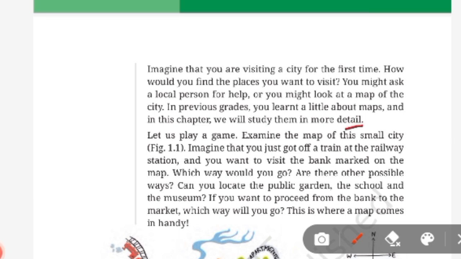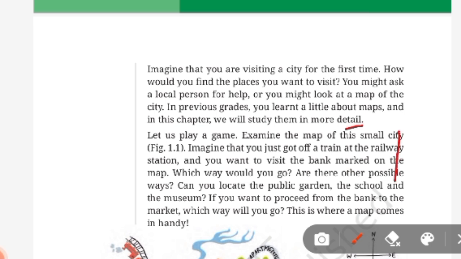So, imagine you're visiting a city for the very first time, you're new over there, and how would you find the places you want to visit there? You might ask a local person, one who lives there, or you might look at a map of the city. In previous classes we learned a little about maps, and in this chapter we are going to study them in more detail. So let's begin.